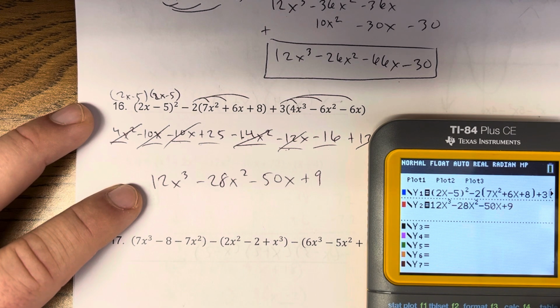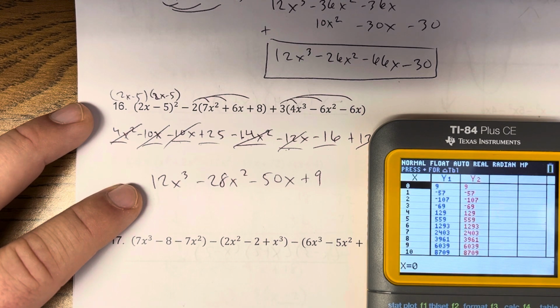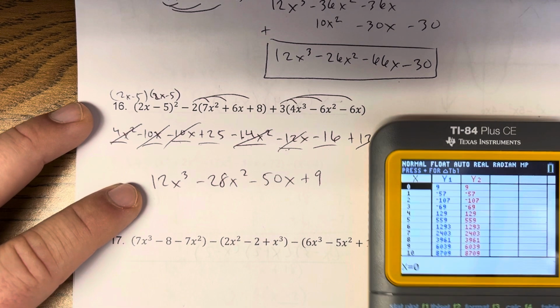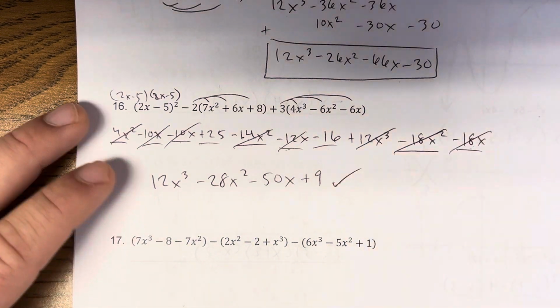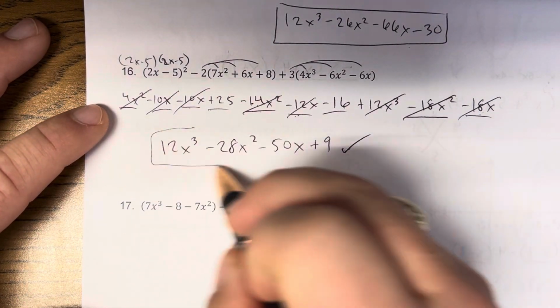And if I were to graph it, they should be the same graph. I don't even know if I'm going to be able to see them. There's the blue graph, and the red graph should overlap it if we did it correctly. And it looks like it did. You could also go to the table and see if your numbers are the same. 9 and 9, negative 57. All my numbers are the same, so they're the same graph. And so you could check it by using your calculator and just making sure that they are the same. They should be the same if you simplified correctly.